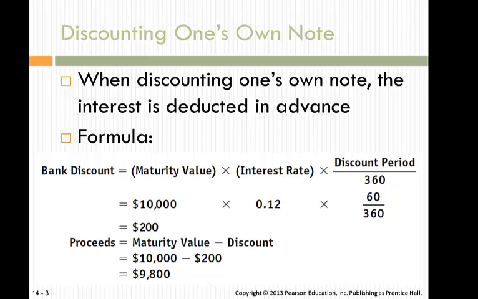The last step is to determine the proceeds, and proceeds equals maturity value minus discount, which is $10,000 minus $200, so the proceeds equal $9,800. Thus, Jones Company receives $9,800 and at the time of maturity will pay back $10,000.